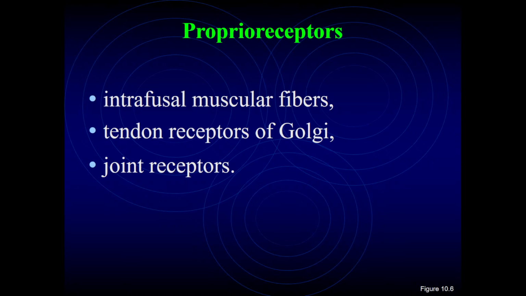Proprioceptors include intrafusal muscle fibers, tendon receptors of Golgi, and joint receptors. Intrafusal muscle fibers, or muscle spindles, perceive the degree of muscle stretch and are innervated by fibers of gamma motor neurons.